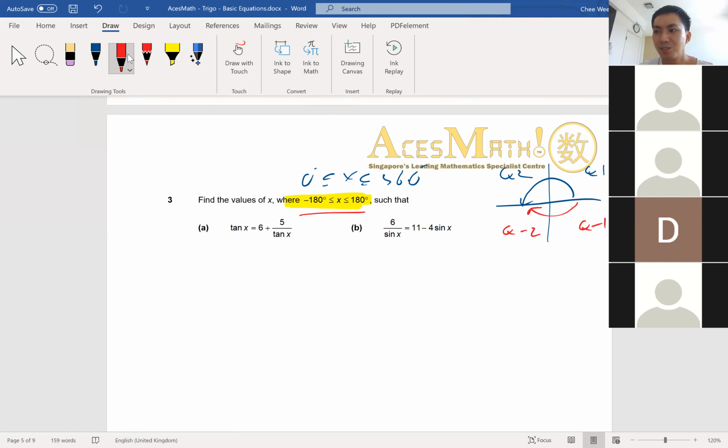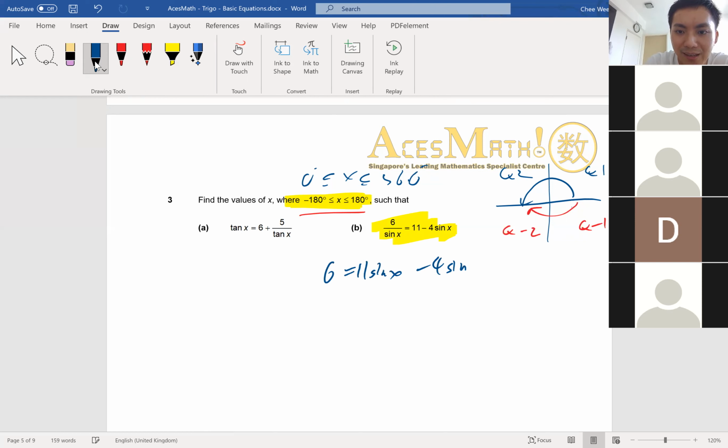Okay, so there are two ways to solve this kind of question. I will show you both ways. So, 3B, right? You can still solve it like a normal quadratic equation first. You already know that it must be a quadratic. So I will have 6 is equal to 11 sine x minus 4 sine square x. So 4 sine square x minus 11 sine x plus 6 is equal to 0.